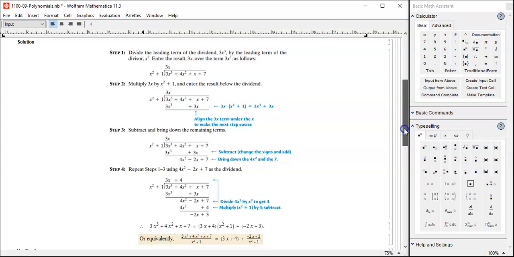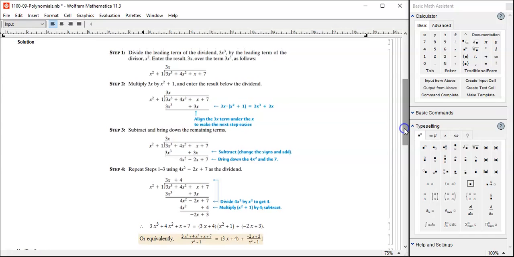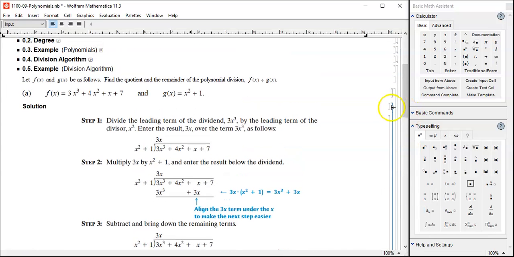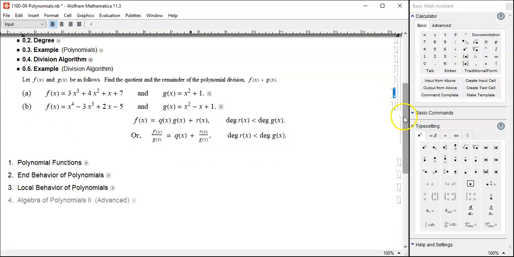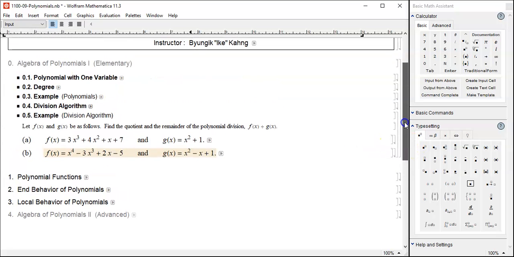Everything is in the same viewing window here. Stop the playback and review a little bit. Okay, let's go ahead to the next problem here. Stop the playback and try on your own.